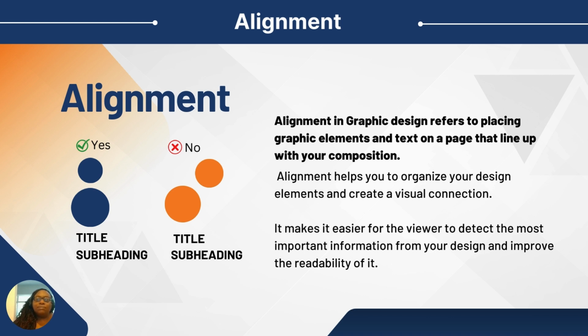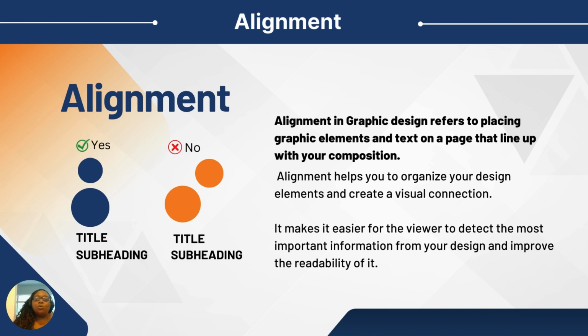Next element is alignment. Alignment in graphic design refers to placing graphic elements and text on a page so that they line up with your composition, or the way you have it laid out. Alignment helps you organize your design elements and create a visual connection. It makes it easier for the viewer to detect the most important information from your design and improves its readability. Okay, so we have two examples here.